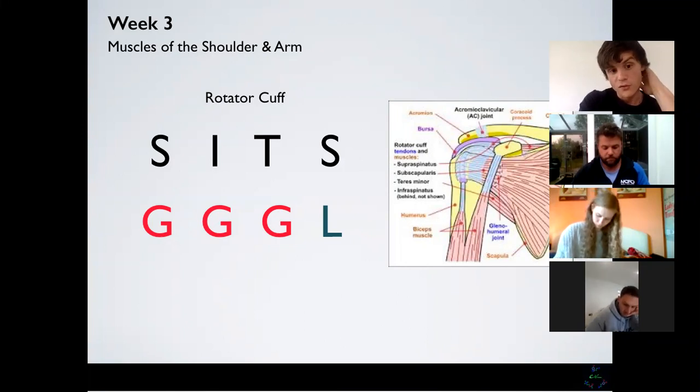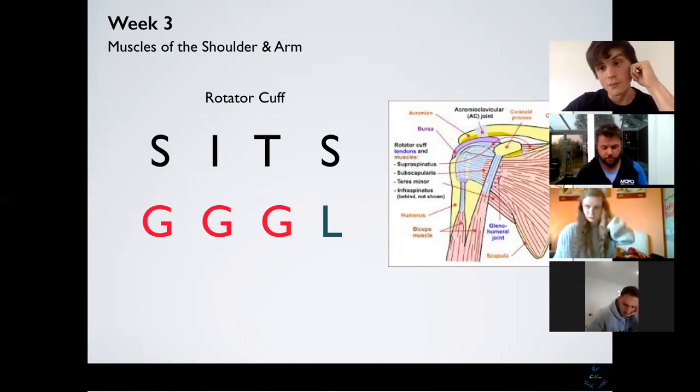We have the supraspinatus, which is going to insert on the greater tubercle. We have the infraspinatus, which is on the greater tubercle. We have the teres minor, which is the greater tubercle, and then we have the subscapularis, which is on the lesser tubercle. If you just remember GGGL, then you know all the insertion points and the muscles. It is so simple because the supraspinatus, the infraspinatus, and even the subscapularis, they all live in a fossa, they all live in a cave.